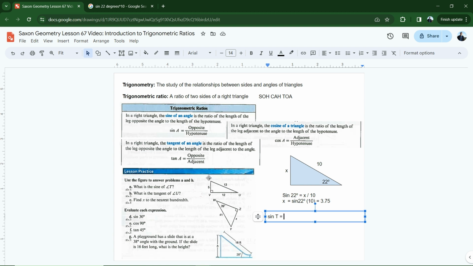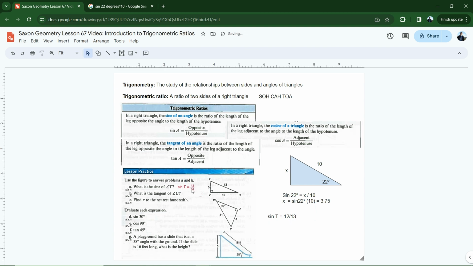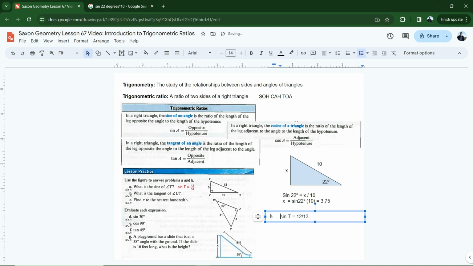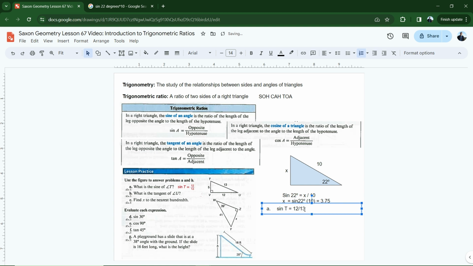13 is the hypotenuse. I can't use that, so it's going to be 12 over 13. The sine of angle T is 12 over 13. All right, that's letter A. That one was easy, right? Kind of, but it's kind of hard to remember what you're doing in these. Let's take a look at B.